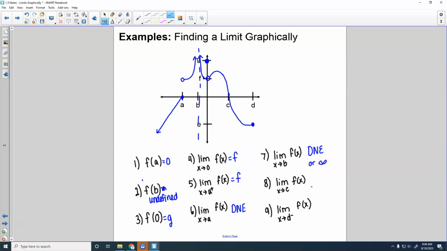Okay, let's see. Troy, what about 8? Limit as x approaches c. 0. Perfect. And sometimes that throws kids off because there's not a dot there, but if it's a solid line, it's just a solid dot at that point. And then, let's see, Reagan, what about the limit as x approaches d from the left? D, yes. If it said from both sides, it would be does not exist, or if it was from the right, it would not exist.